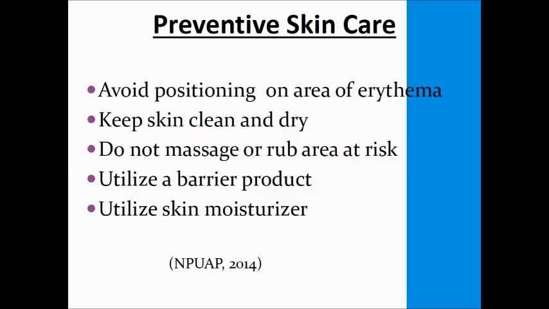You do not want to massage or rub areas at risk for pressure injuries because this can cause tissue destruction. You want to consider a continence management program, cleanse after each incontinence episode, and you can offer toileting, for example, maybe every 2 hours. Utilize a barrier product to protect the skin from moisture because, once again, moisture can increase risk for pressure injury formation. Utilize a skin moisturizer. You want to keep skin hydrated to decrease risk for breakdown.